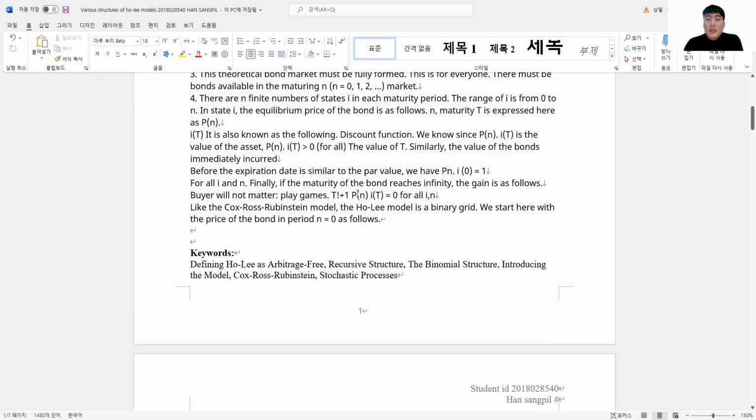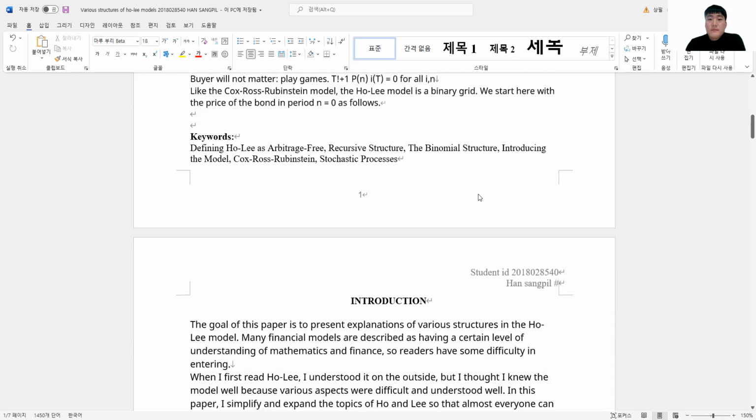Buyers will not matter. Like the Cox-Ross-Rubinstein model, the Ho-Lee model is a binary grid. We start here with the price of the bond in period n, and i is zero, as follows. The keyword is this: defining Ho-Lee as arbitrage-free, with a recursive structure, the binomial structure, introducing the model of Cox-Ross-Rubinstein.